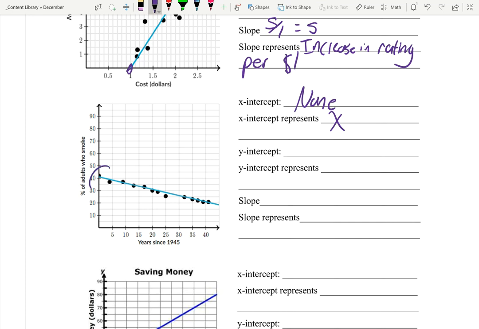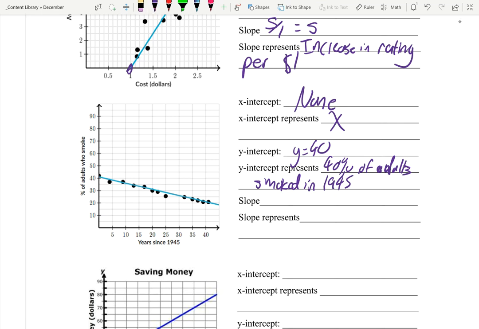The y-intercept. Now, the y-intercept is over here. That's clearly around 40. Really close to 40, maybe like 41 or 42, but we'll say it's about 40. So we'll say y equals 40 is our y-intercept. Now, what does this represent? Well, remember, this is at the beginning year, 1945. It means that 40% of adults smoked in 1945.